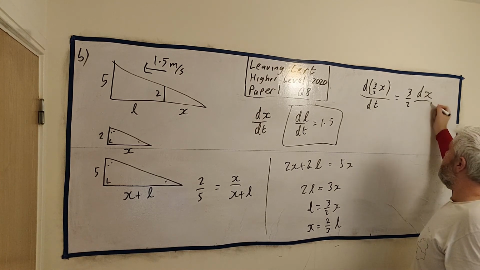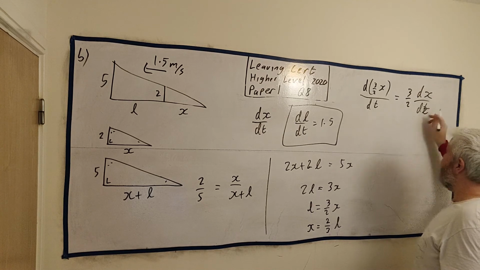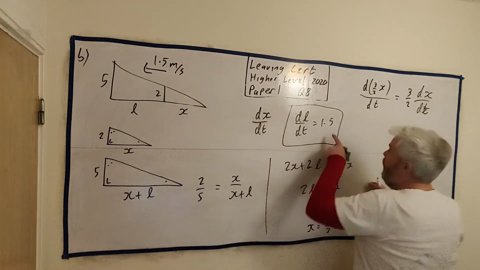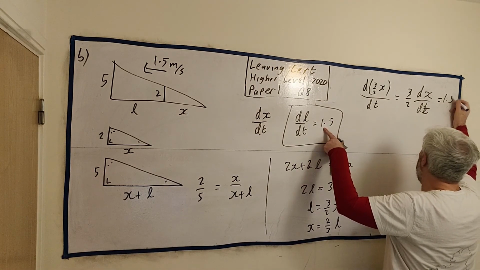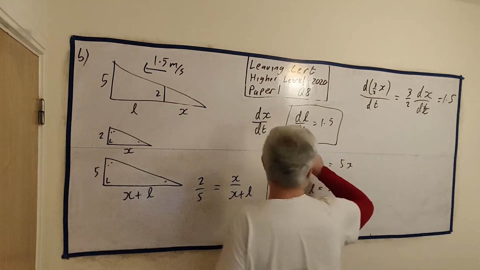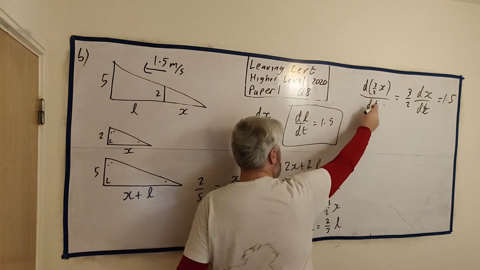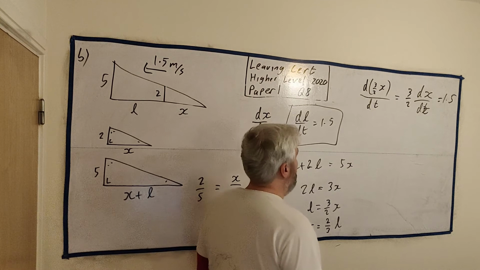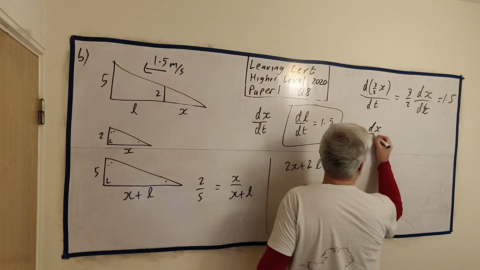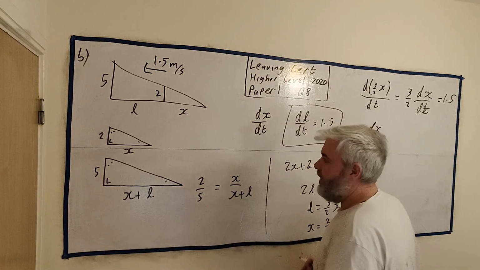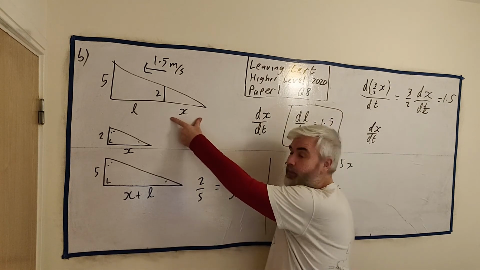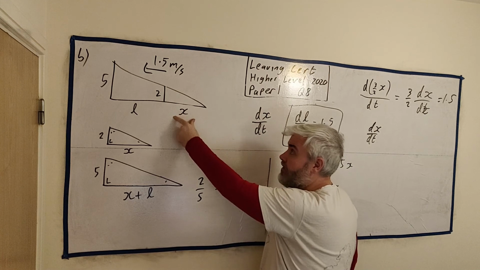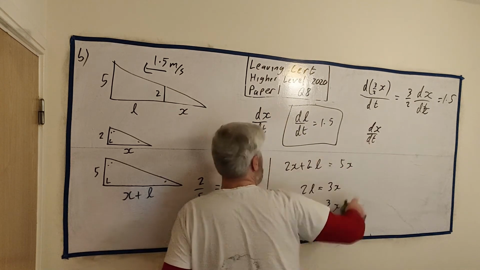So we get dx dt, I keep writing x on the bottom row, dx dt, and remember all of this is still equal to 1.5. This was just dl dt, and we changed it into dx dt. But we want dx dt because that is what they asked us. They asked us how fast the shadow is moving. It's going over distance x here, so the speed must be dx dt.